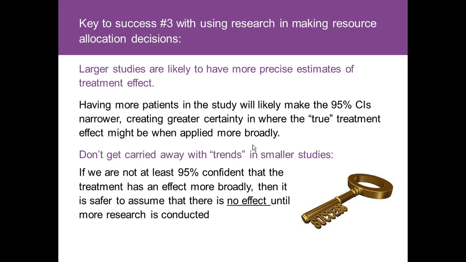So key to success number 3 is that larger studies are likely to have more precise estimates of treatment effects. Having more patients in a study will likely make the 95% confidence intervals very narrow, creating much greater certainty in where that true treatment effect might be when applied more broadly. I would also encourage you to not get carried away with trends in smaller studies, as we've just seen with our coffee drinking example. If we are not at least 95% confident that the treatment has had an effect more broadly, then it's safer to assume that there is no effect until more research is conducted.